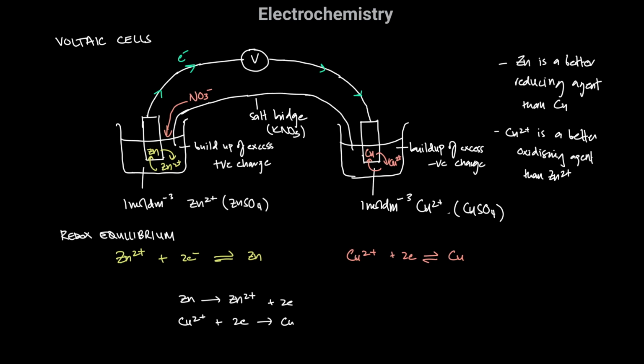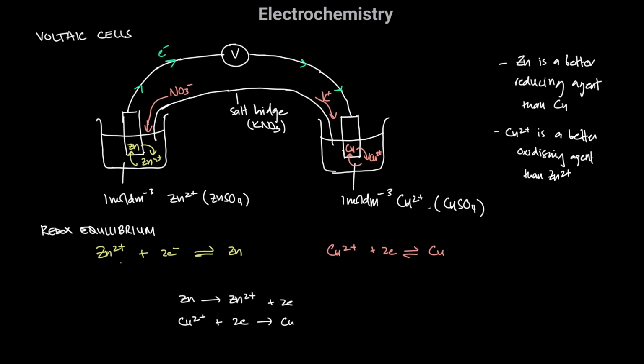of excess positive charge. Similarly, in the copper electrode, since copper 2 plus ions were being consumed, we had a buildup of excess negative charge. And in order to prevent that, by using the salt bridge, we know that potassium ions, which are positively charged, will flow from the salt bridge into this solution, right? So this will counter the buildup of excess negative charge. We can say that using the salt bridge prevents the buildup of excess charge.